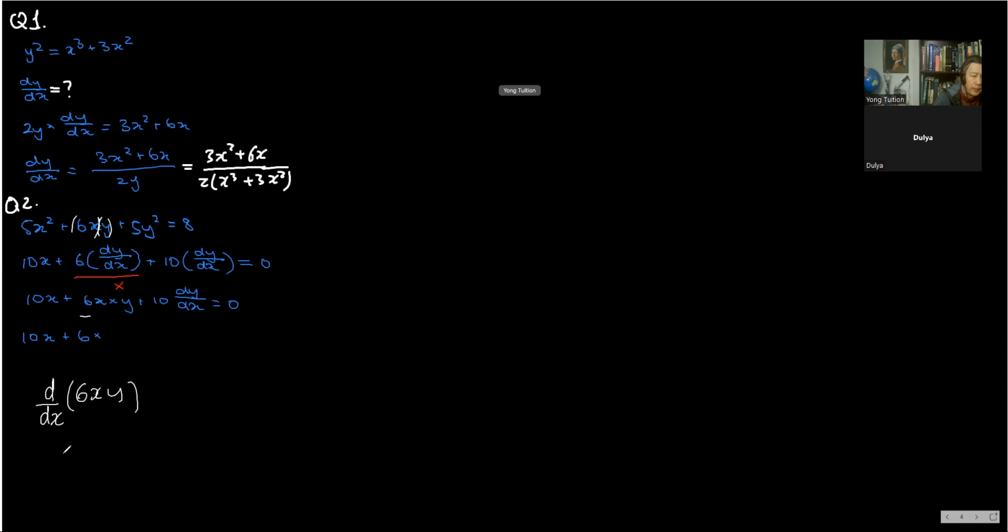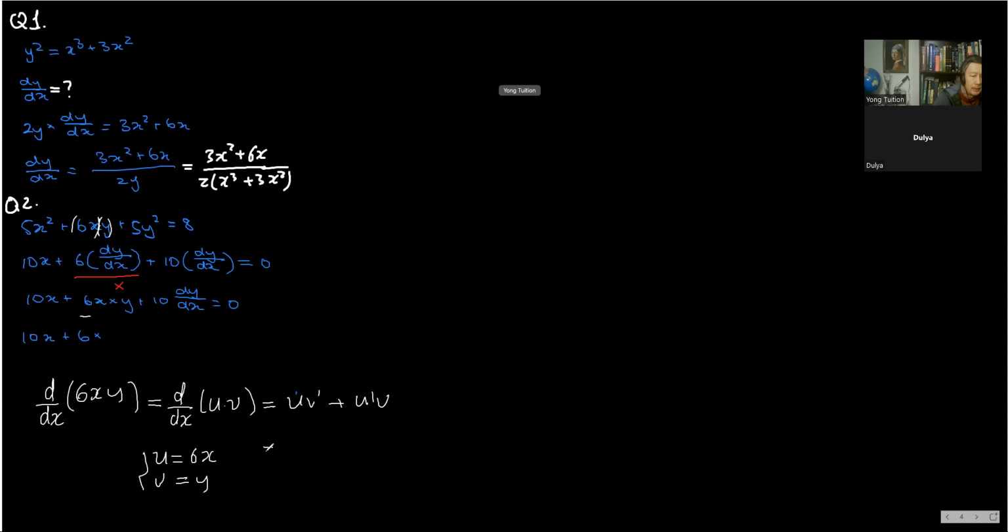So in this case, in the first place, you have to consider this is a product, 6x and y. In other words, we have to invoke the product rule. So u equals 6x and v equals y. Do you remember the product rule? It's uv dash plus u dash v.